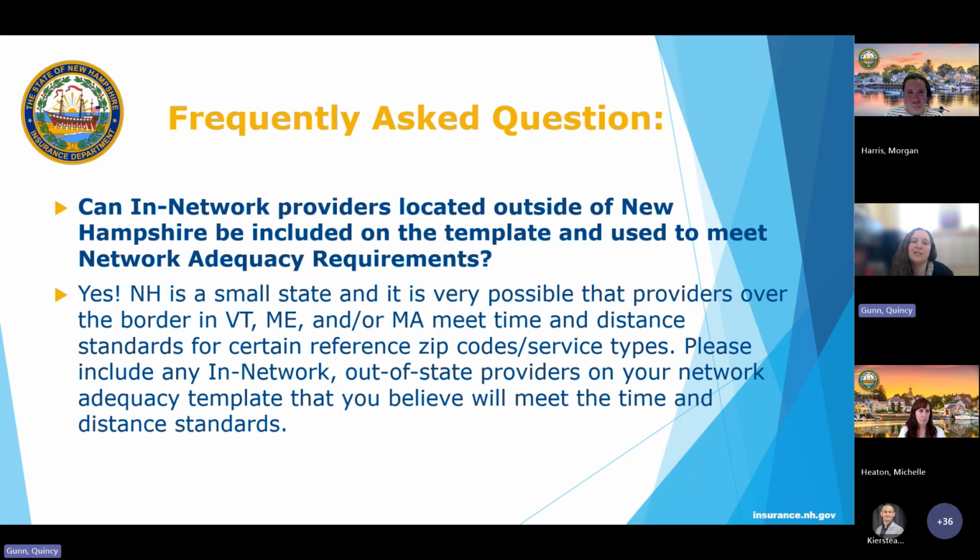So we have a few frequently asked questions that are sprinkled throughout our presentation. The first one that we get pretty commonly is, can in-network providers located outside of New Hampshire be included on the template and used to meet network adequacy requirements in New Hampshire? And the answer to that is yes, absolutely. We definitely encourage you to include any providers you think might meet time and distance standards for residents of New Hampshire. We are a small state, and a lot of towns are actually closer to bigger towns in Maine or Vermont or Massachusetts. So it's very possible that those providers could help you to meet network adequacy requirements. You should definitely include them on your template when you submit it to us.